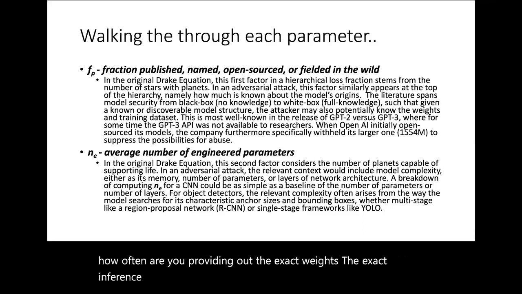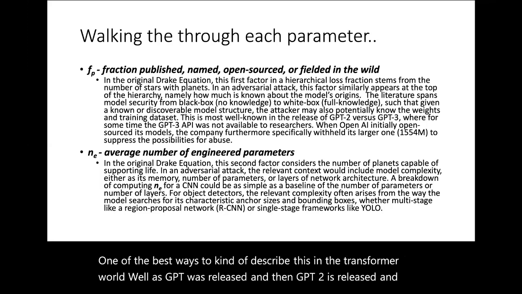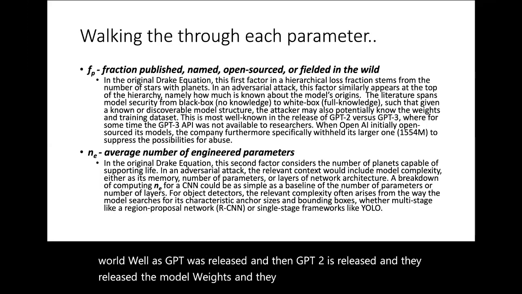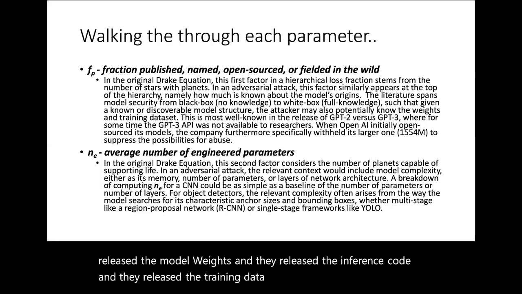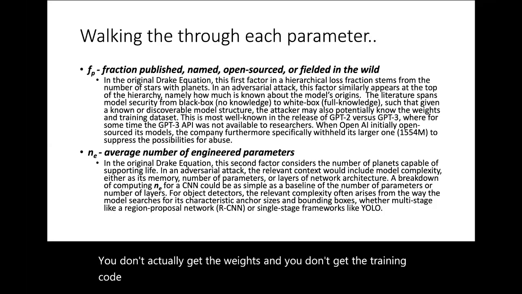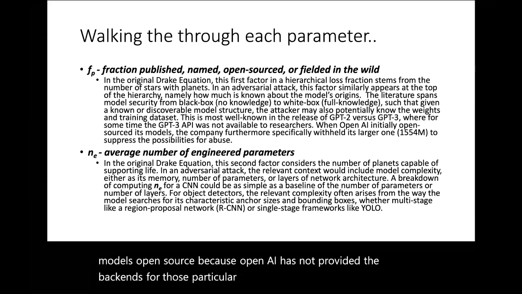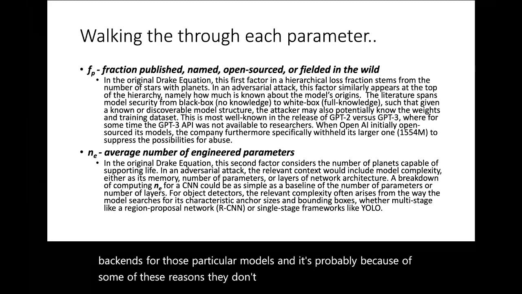One of the best ways to describe this in the transformer world was GPT was released, and then GPT-2 was released, and they released the model weights, and they released the inference code, and they released the training data. But now GPT-3 in the transformer world is through an API. You don't actually get the weights, and you don't get the training code. There's some efforts right now on trying to recreate those models open source, because OpenAI has not provided the backends for those particular models. And it's probably because of some of these reasons. They don't want folks going in there and just purposely breaking the model.